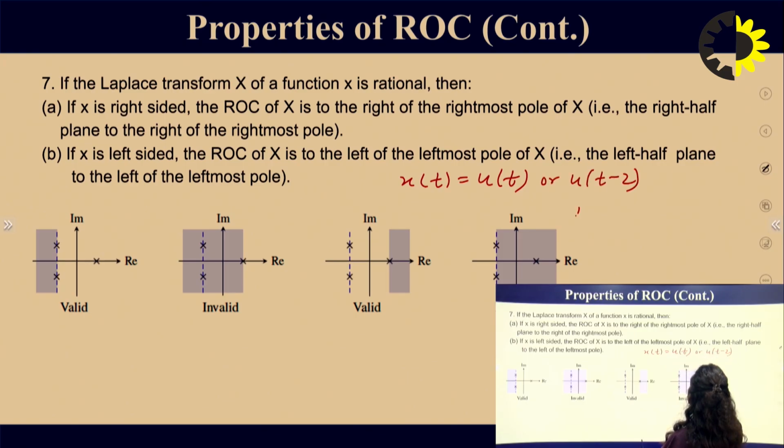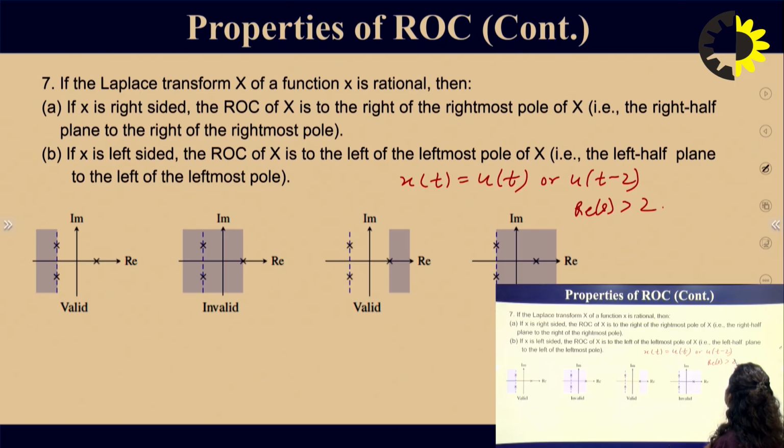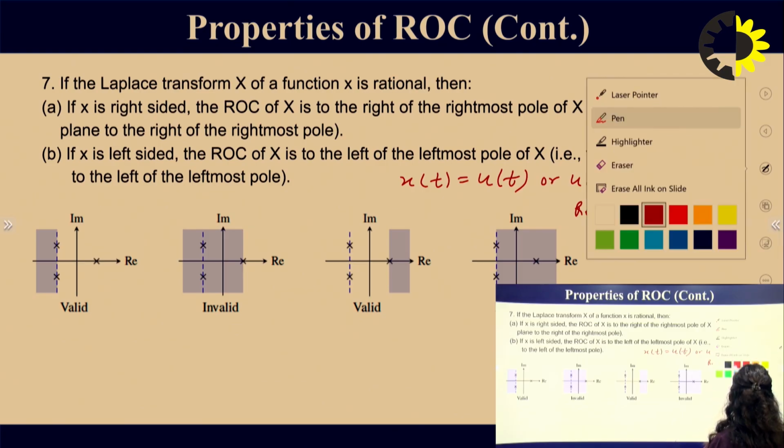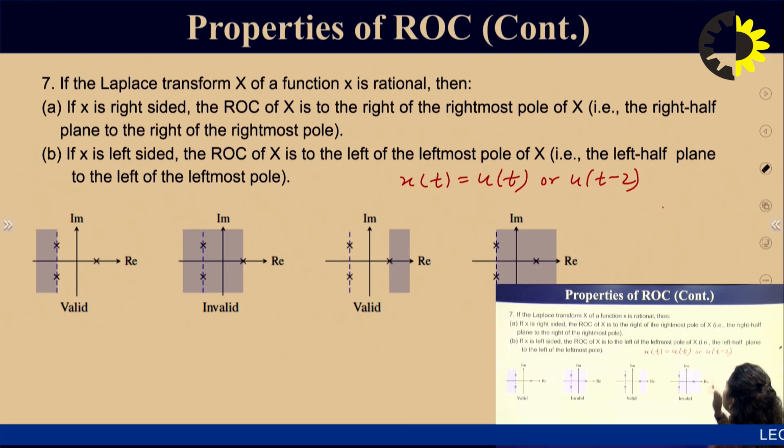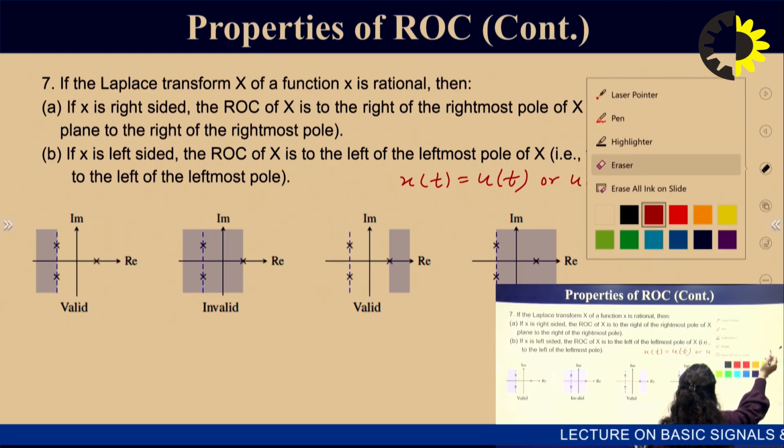For this case, real of s greater than 2 because it has a pole. So this is the right of the rightmost pole. For this case, right of the rightmost pole will be the ROC.